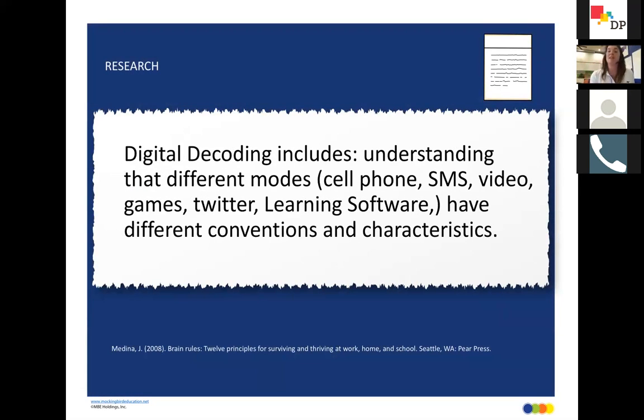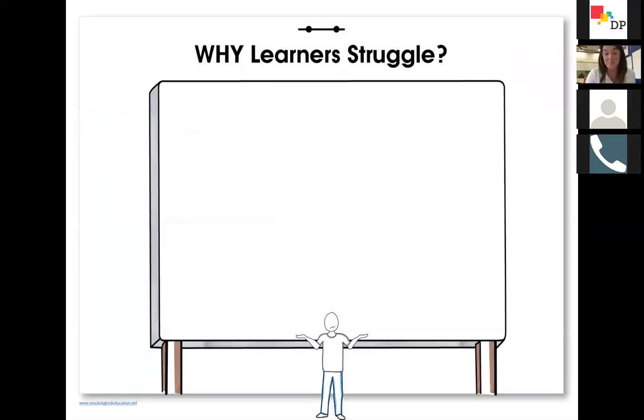Digital decoding is also understanding that different modes, so whether I'm using a telephone or I'm texting or I'm using a game or Twitter, they all have different conventions and they all have different characteristics, which means that they're not going to work the same way. And although some of those skills are transferable between the media, we need to make sure that we understand that those aren't always the same.